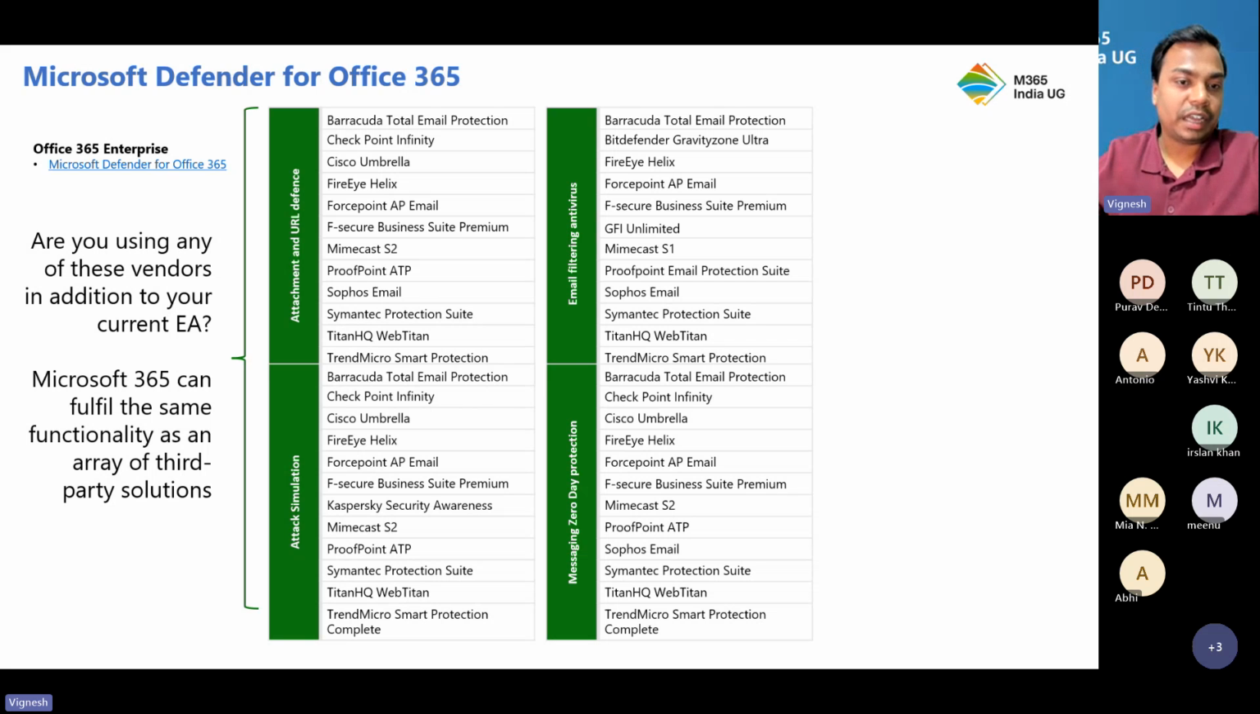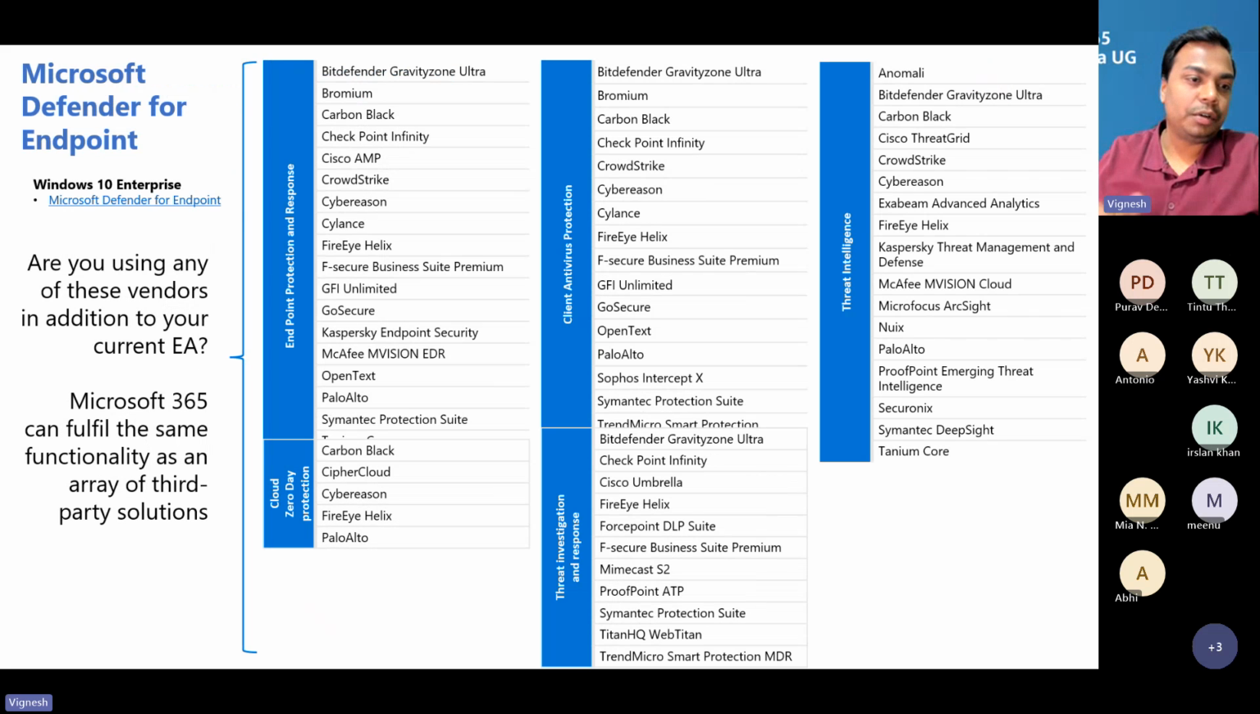And if at all you're running these standalone products or you have invested in any of these solutions, you can simply get rid of it because your Defender for Office 365 already is giving you these services. Now, the next thing is your Microsoft Defender for Endpoint, which is nothing but your EDR. And these are the other vendors who are offering the same capability as your Defender for Endpoint. And once again, the same point: in your organization, if at all you're running any of these other products, just bear in mind that your Microsoft Defender for Endpoint already has this.